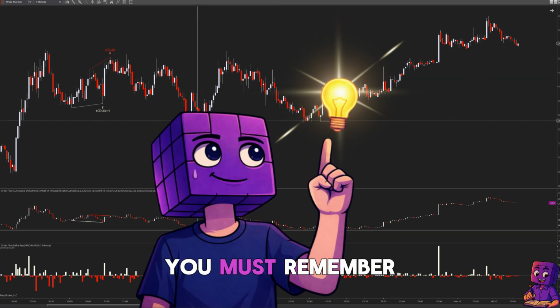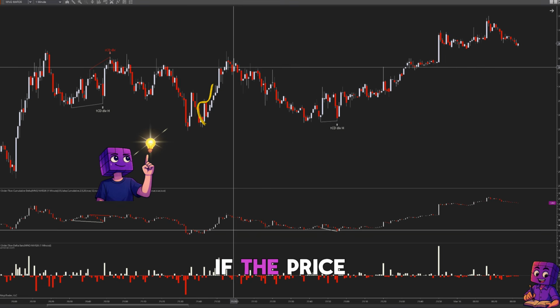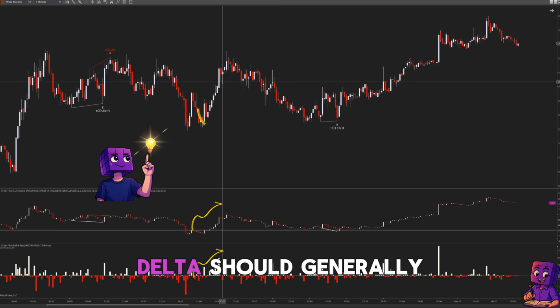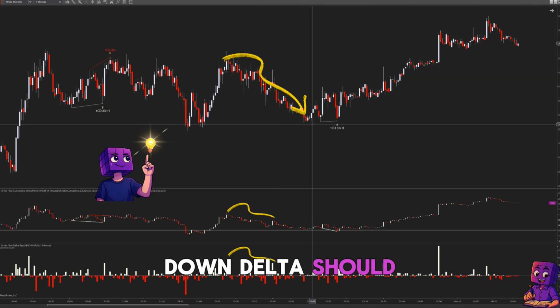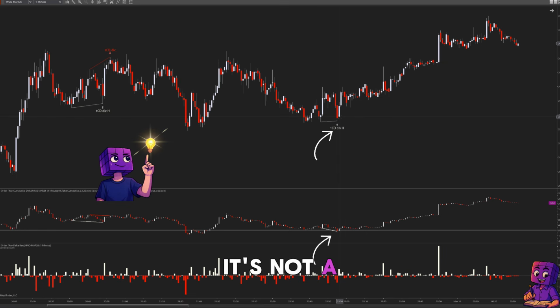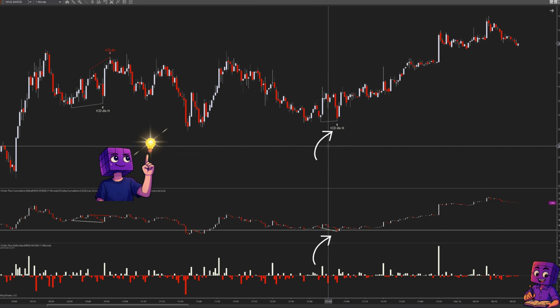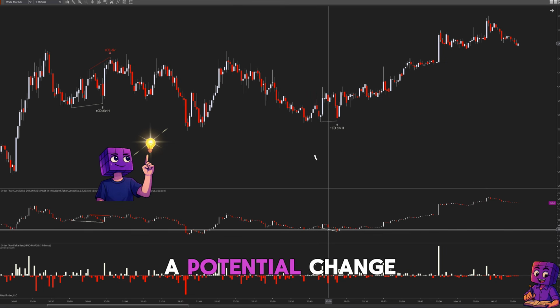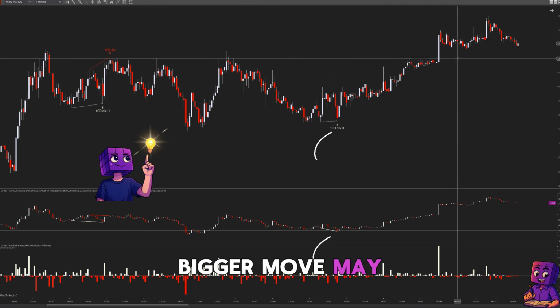One important rule you must remember: delta should follow the price. If the price is going up, delta should generally support it. If the price is going down, delta should generally support it. When delta does the opposite, it's not a signal to enter, but it's a clue of a potential change, a clue of absorption, or a clue that a bigger move may be coming.